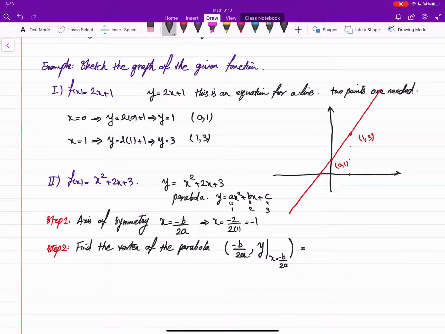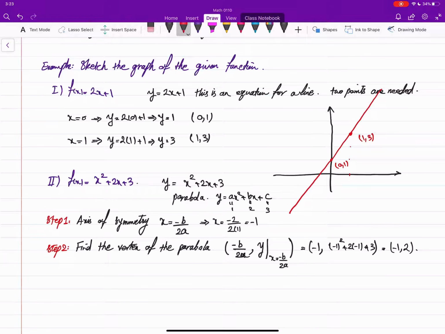So in our case we have x equal to negative 1, and y would be negative 1 squared plus 2 times negative 1 plus 3. That gives us 1 minus 2 plus 3, which is 2. So that is the vertex of the parabola.